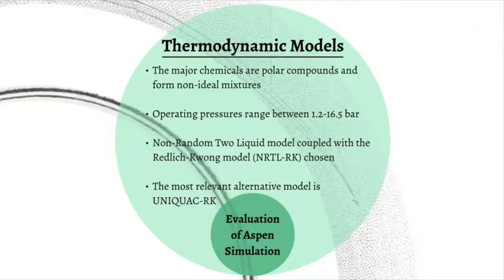The thermodynamic model is chosen based on the operating conditions and components in each process unit. The main chemicals involved, water, VCM, EDC and HCl, are polar and form non-ideal mixtures, while operating pressures range between 1.2 and 16.5 bar. Hence, the non-random two-liquid model coupled with the Redlich-Kwong model is chosen as it accurately describes highly non-ideal systems up to pressures of approximately 10 atmospheres. The most relevant alternative global model is the universal quasi-chemical model coupled with Redlich-Kwong, which has a similar modelling capability as NRTL-RK. With literature validation of NRTL-RK to experimental data, the use of UNIQUAC-RK is not justified.